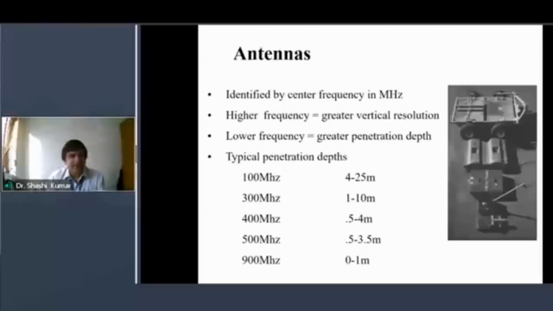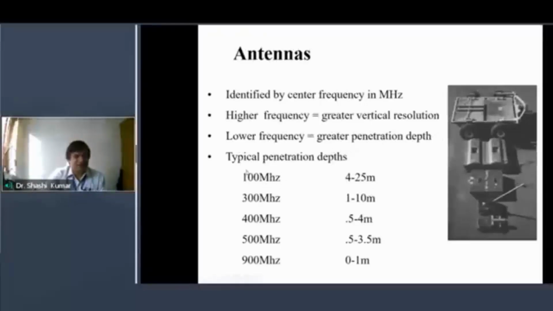When we are talking about the antenna, here is something I took from the literature. Higher frequency gives greater vertical resolution. Lower frequency means the wavelength will be very high, so it will have greater penetration depth.